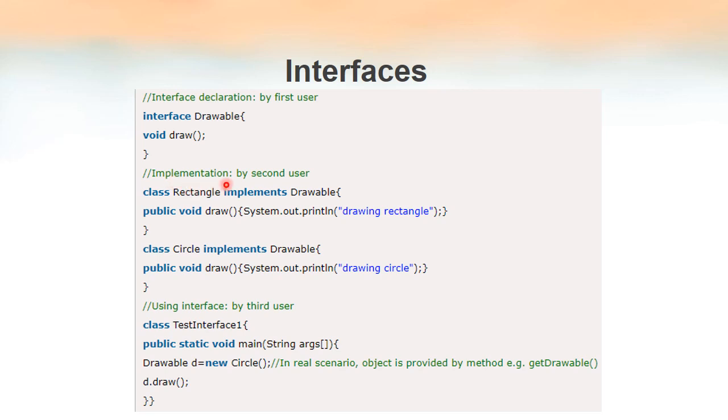Now we are going to implement this interface, and that is done by another user, the second user. So class Rectangle, see the keyword implements. It's not extends, it is implements. So if a class needs to use an interface, it has to use the keyword implements. So class Rectangle implements Drawable. This class is responsible for implementing all the methods mentioned inside the interface Drawable. So Rectangle must provide the body, the implementation details, of the methods mentioned inside the interface Drawable.